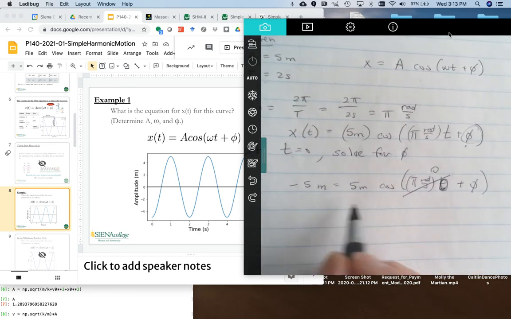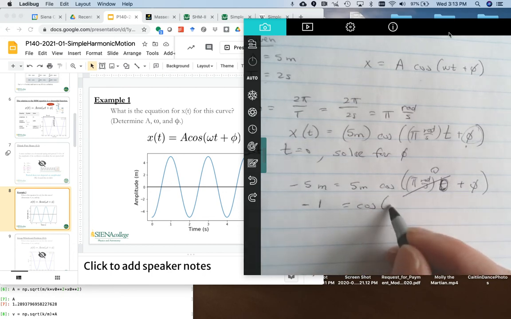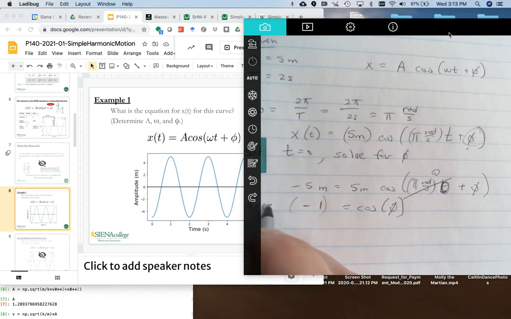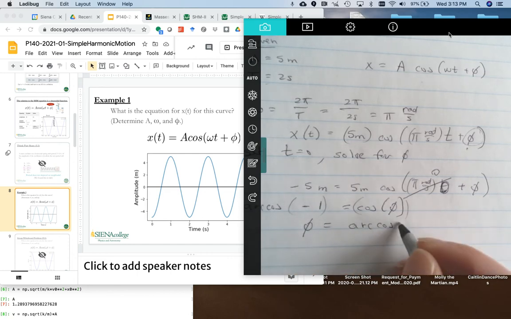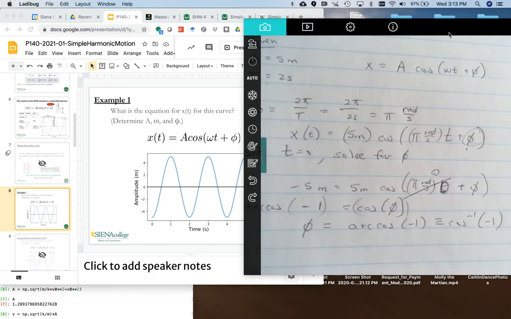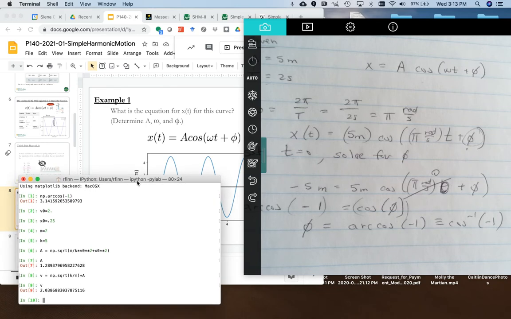Okay, so we can divide both sides by 5 meters, so we get -1 equals cosine, and the omega t went away, that's 0, right? So cosine of phi. So now we just take our inverse cosine of both sides. Arc cosine on both sides over here too. And so I get phi, just swapping sides, is going to be arc cosine of -1, right? Or inverse cosine of -1. Those are equivalent. The angle whose cosine is -1. That would be pi, right?